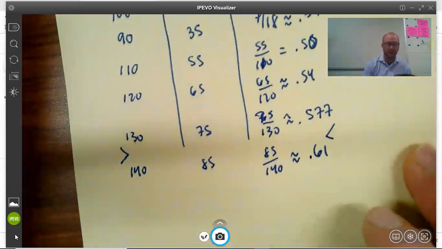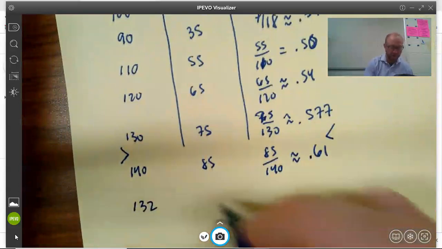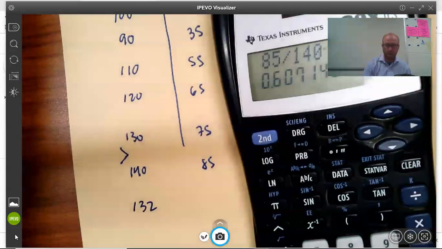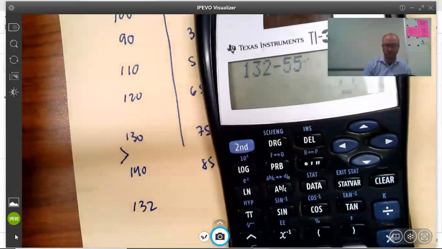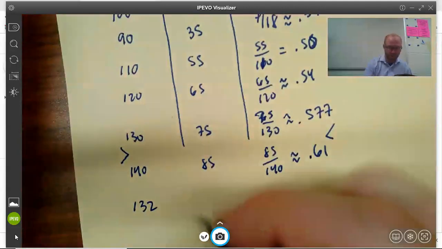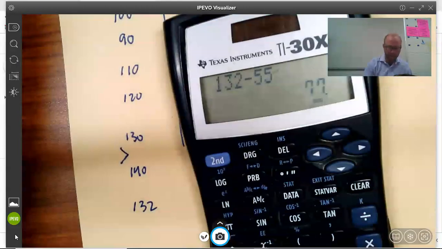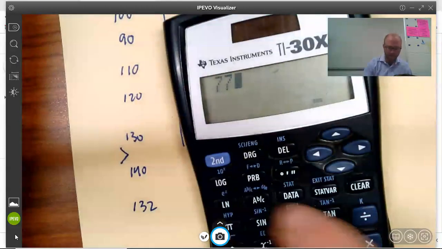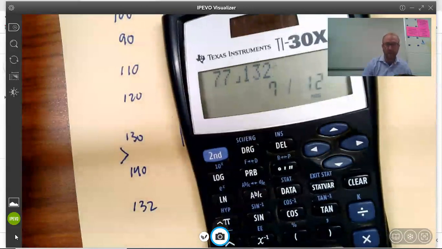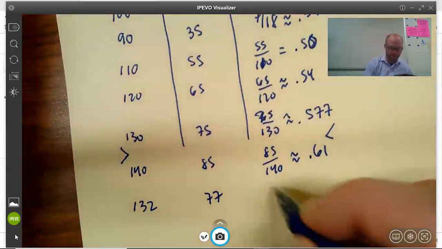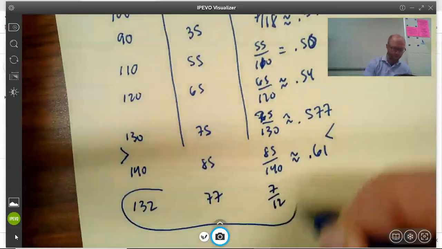And let's try. We could fish around a little bit, but the answer is 132. If there are 132 people in the room, minus 55, that leaves us with 77. And 77 over 132 is 7/12. Exactly. So that's the number we were looking for.